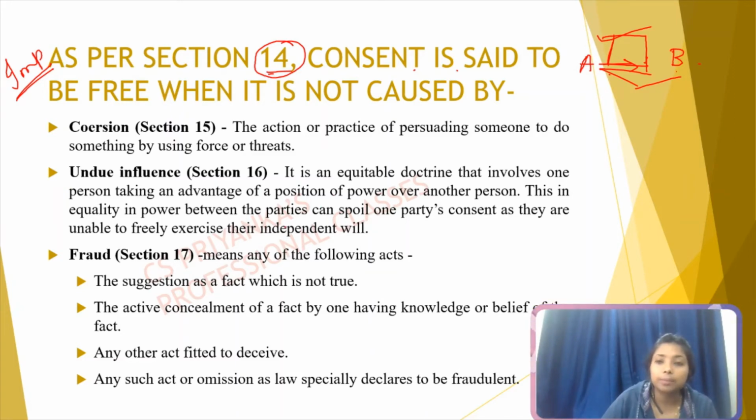Coercion means, for example, C is threatening B that if you don't enter into this contract with A, I will see you. On the basis of these threats or repeated blackmailing, C is blackmailing B that if you don't enter into this contract with A, I will see your family. B is getting this type of threat repeatedly from C. Now out of fear, B is entering into the contract with A.